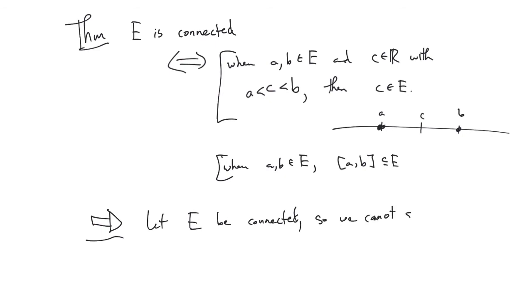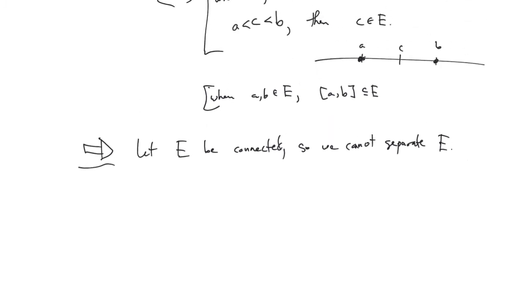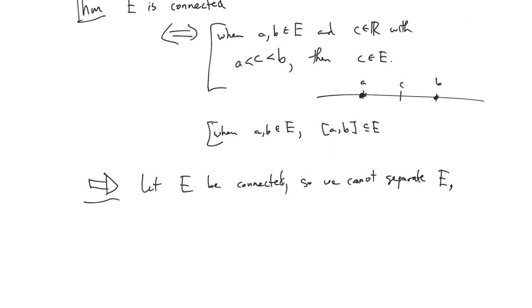E. What I mean by that is you can't make E equal to A union B such that A closure intersect B is empty and A intersect B closure is empty. All right? This is what we use, and then we have to show that this in-betweenness property holds. So I'm going to say, let A be less than B. Let A and B be in E with some number C in between. And I want to show that C is in E.